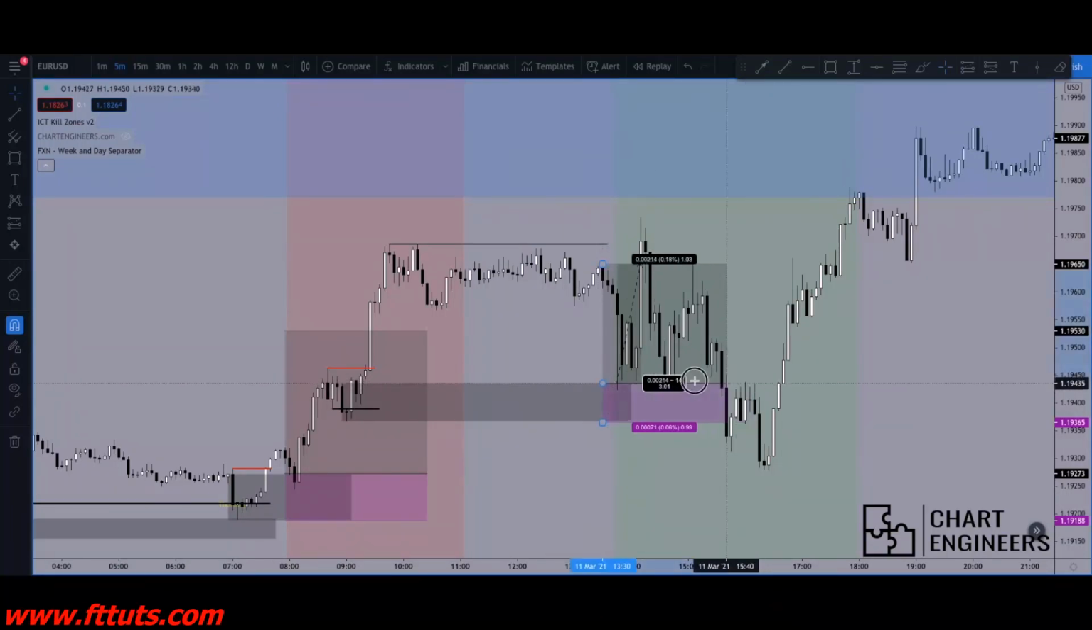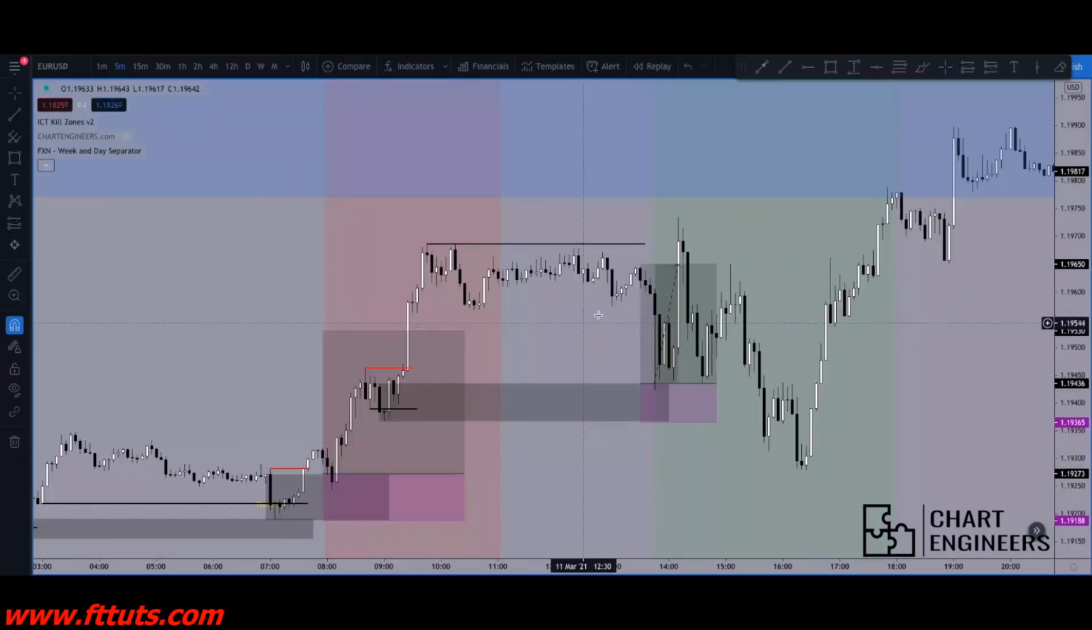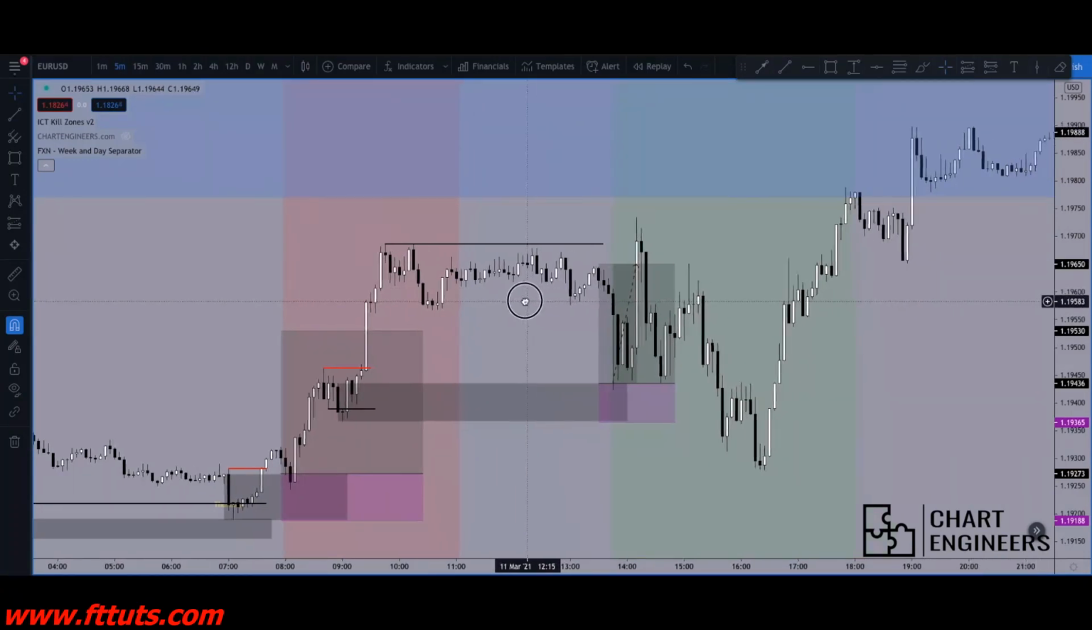So here we had our entry. We basically bought the manipulation, because it's accumulation, manipulation, and distribution. So a very quick TP at the beginning of New York Open. Very clean PA, and in the end it reached for the equal highs here, but I'm just TPing at 3R because that is my system.